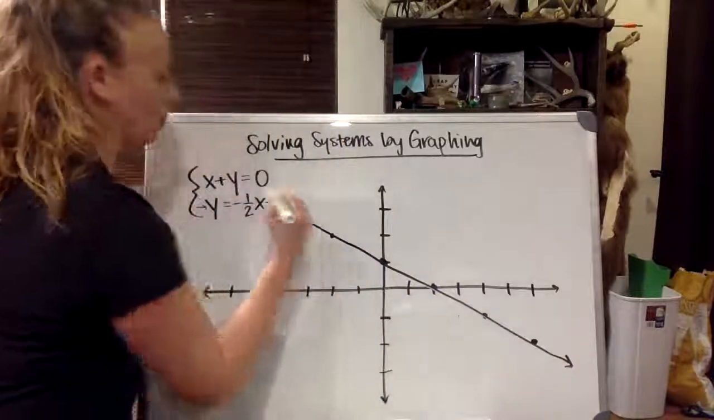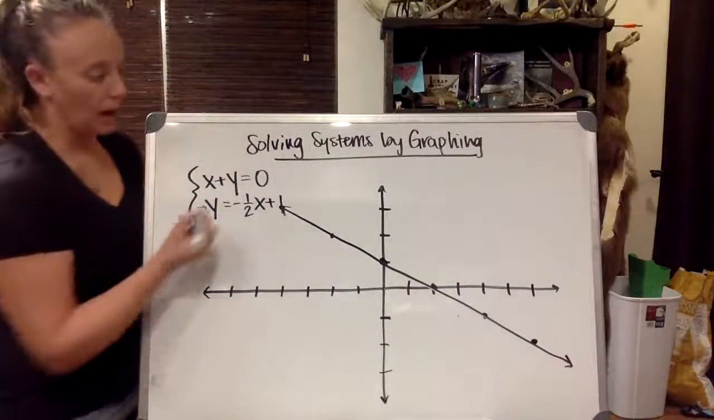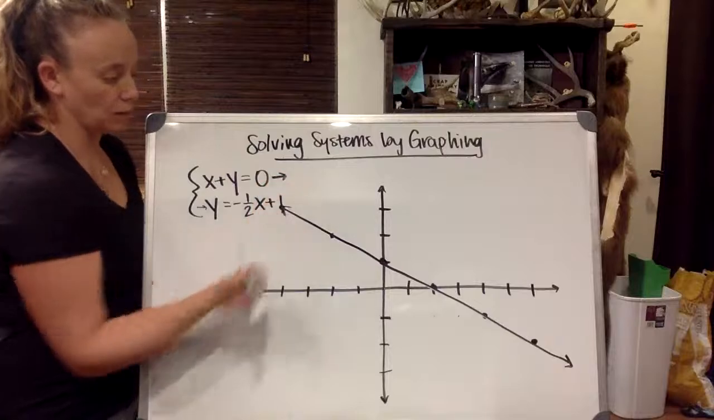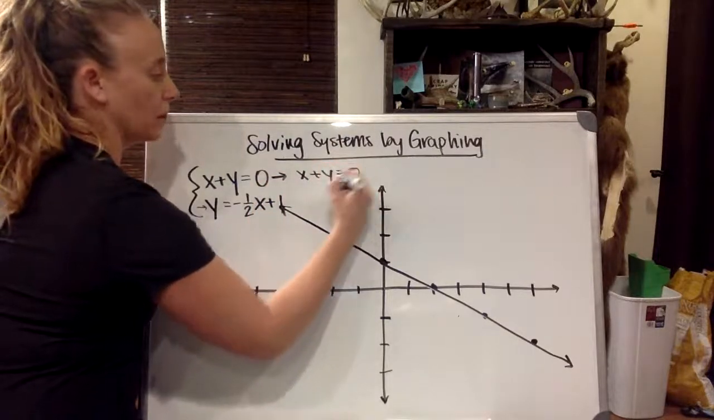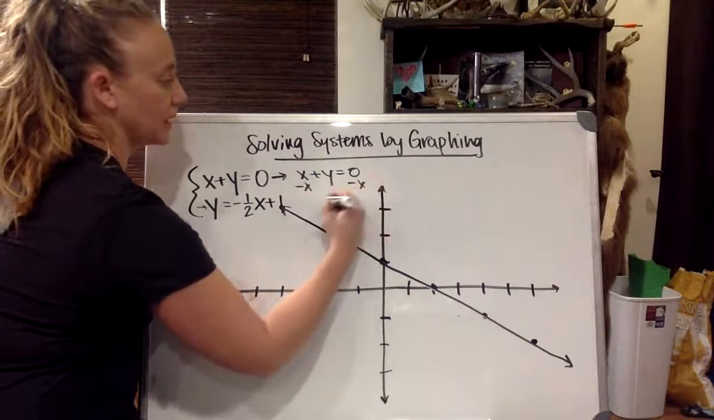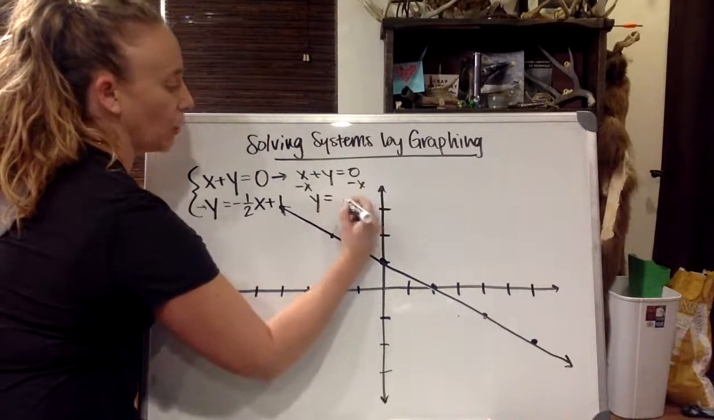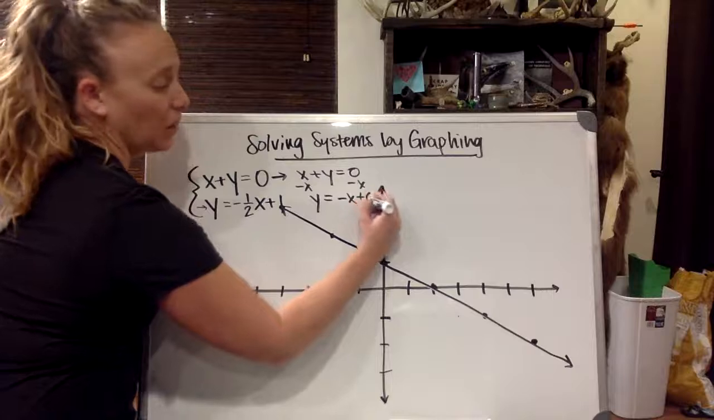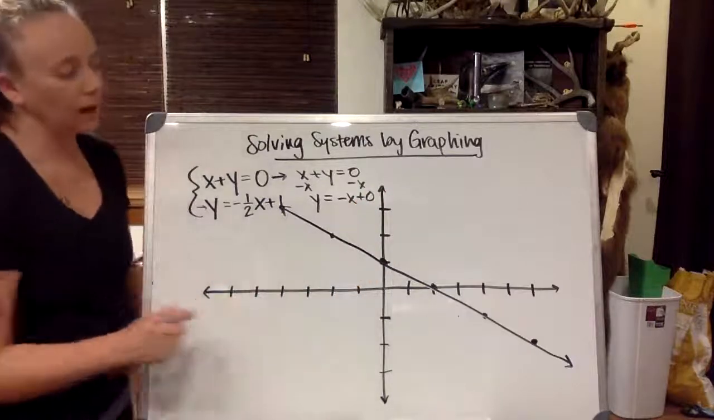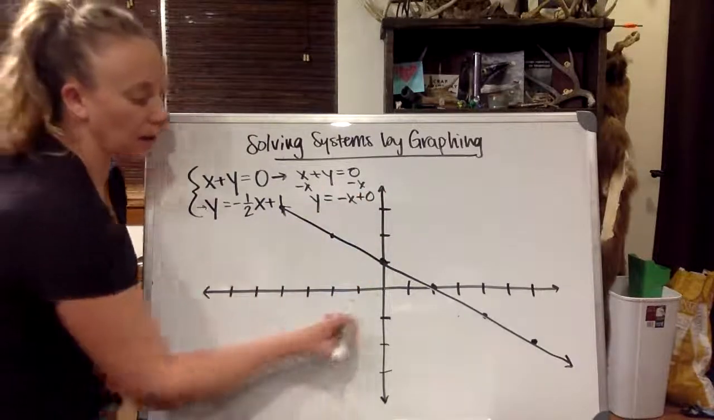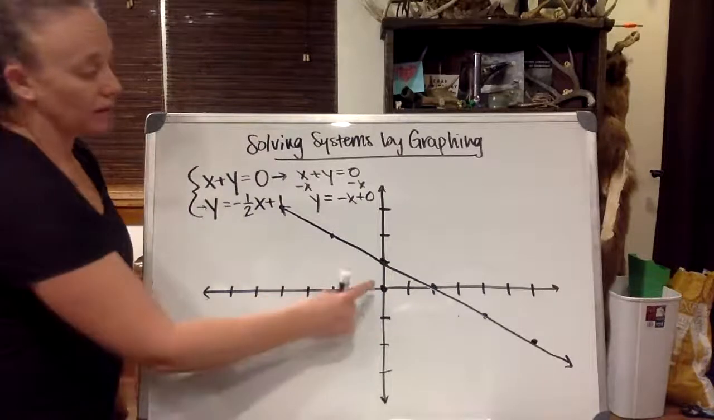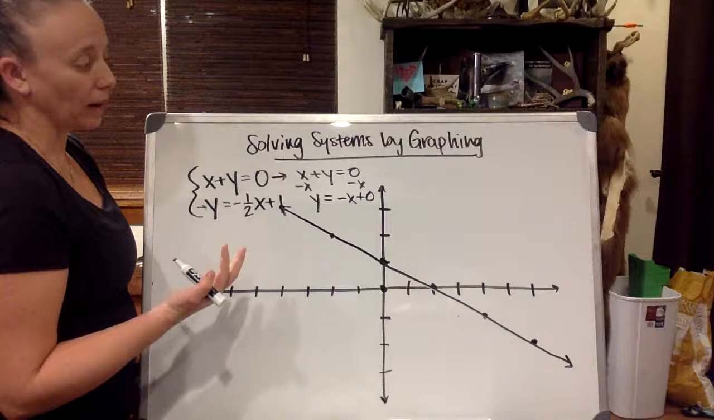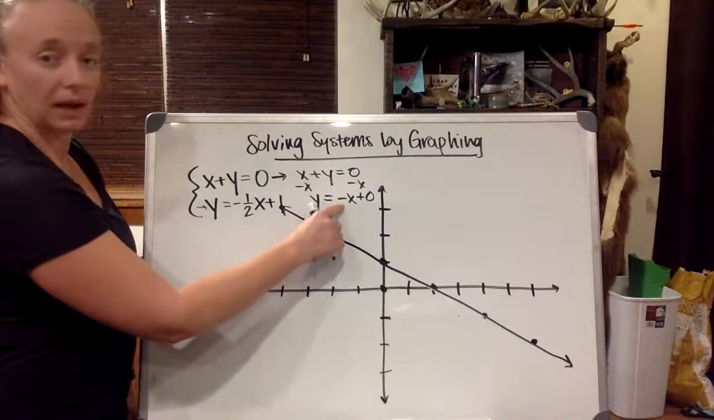So I now have this line graphed. I'm going to turn this other equation into slope-intercept form. If I have x plus y is equal to 0, I'm going to subtract x from both sides to get y all by itself. So I get y is equal to -x plus 0, technically. Now, we don't need to have that there, but it helps me graph my y-intercept and be very conscious of where it's at. So I have this 0 here, and now I'm going to graph my slope of -1.